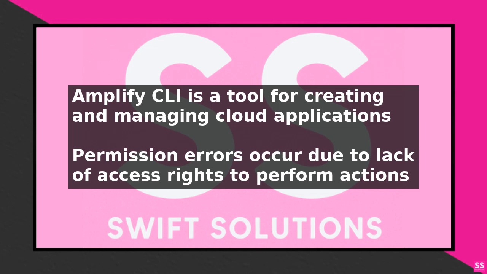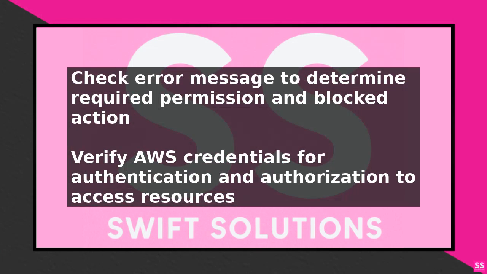The error message will typically indicate what type of permission is required and what action is being blocked. For example, if you are trying to deploy an application and you receive a permission error, the error message may indicate that the CLI does not have the necessary permissions to access the authorized resources.